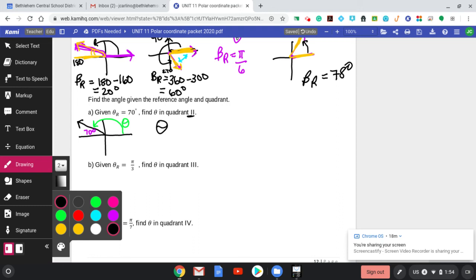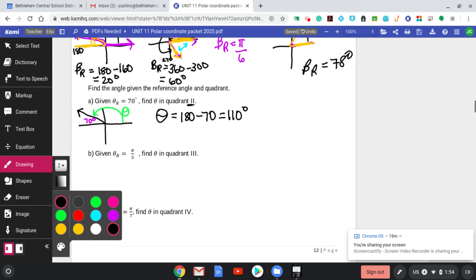All right, no big deal, right? If I went all the way around to the other side, it would be 180 degrees. That reference angle is 70, so the rest of it would be 110. All right. Again, same thing as I said above. You should be only using 180 and 360 in your calculations. 270 and 90 should never be coming up. Only 180 and 360.